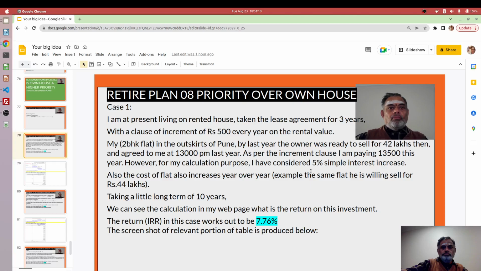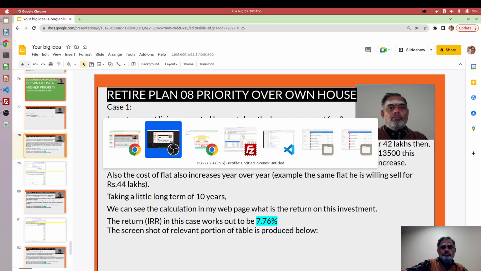However, for my calculation purpose, I have considered a 5% simple interest increase. Also, the cost of the flat increases year over year. For example, the same flat he is now willing to sell at 44 lakhs. Taking a long term of 10 years, we can see the calculations in my web page, what the return on the investment is. The return calculated is 7.76%. Anyhow, we will see the calculations.